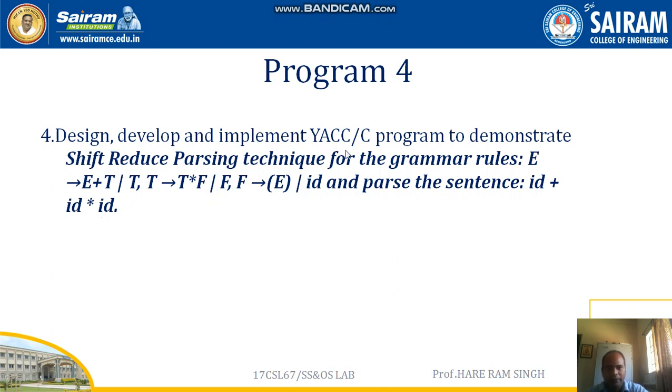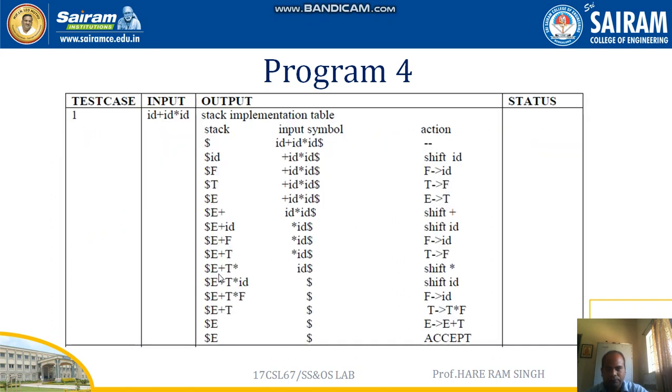So this is the grammar that is given: E → E + T or T, T → T * F or F, F → (E) or id. And the sentence which we have to parse is id + id * id. Using the shift reduce parsing technique, we have to reduce this sentence under the grammar which is given here. So let us see one example.